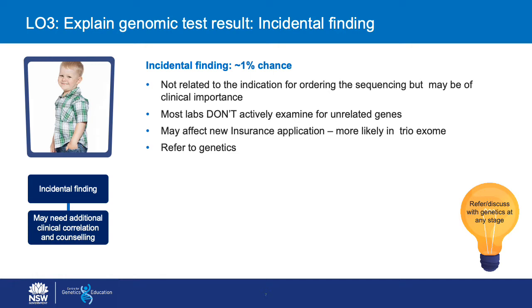However, new insurance applications for income protection, life or mortgage insurance may require mandatory disclosure at some insurance companies. This is more of an issue if an incidental finding is found in the parent of a child and therefore may arise when a trio exome is ordered. That is, ordering of exomes of child and both biological parents. This may require referral to genetic services to further discuss with the parents and family.